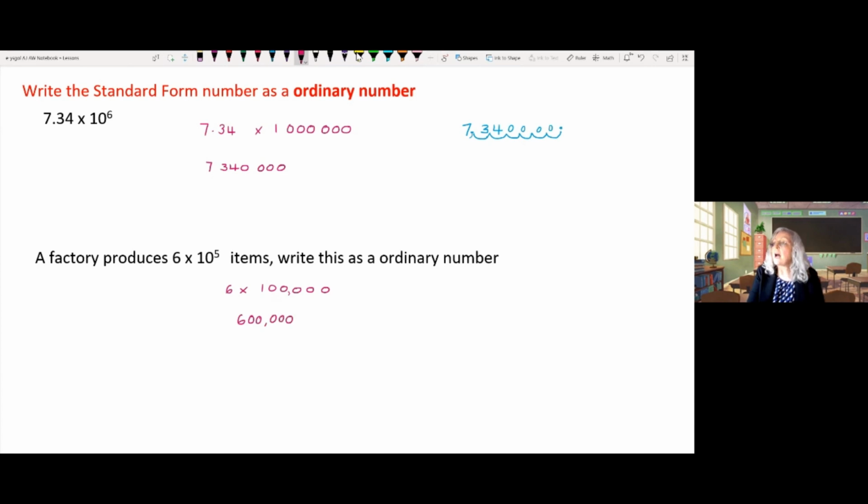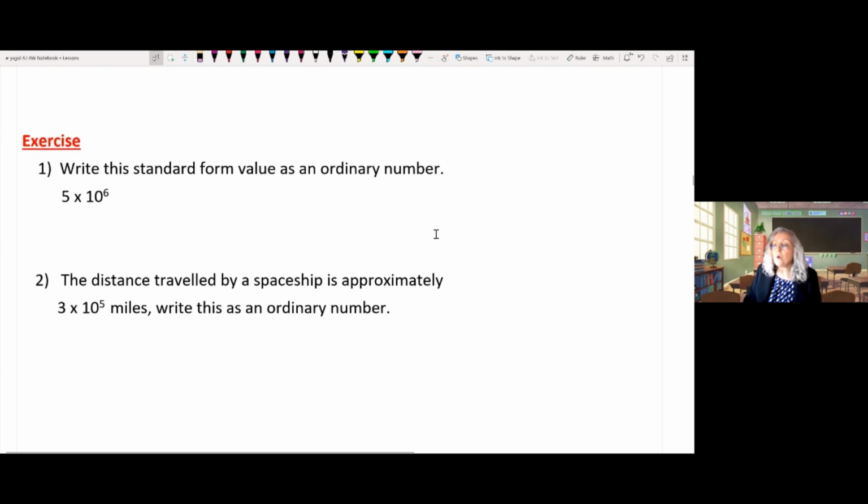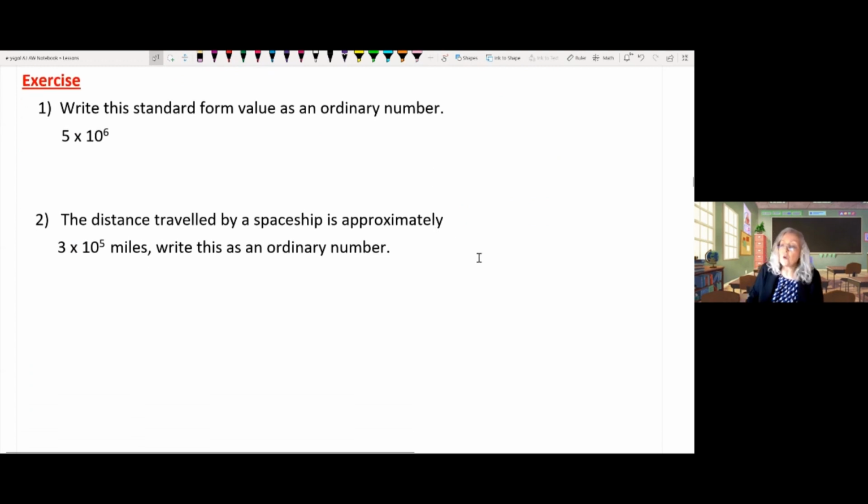So this one is going to be 600,000. And if we were thinking about that with the decimal point, we'd say, okay, we've got 6 at the moment, and we would have to move the numbers 5 times. 1, 2, 3, 4, 5. Because the decimal point would go here, we would have to pop some zeros in to get the correct size. So here we would have 600,000 as our number. Okay, so can you now please pause the presentation and have a go at working these two out as ordinary numbers?